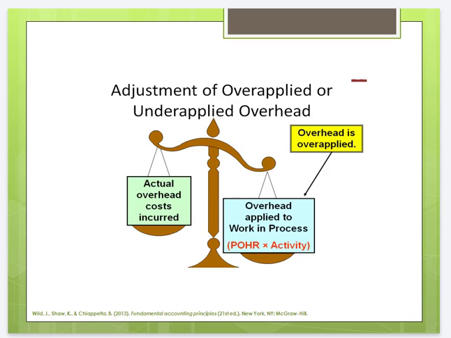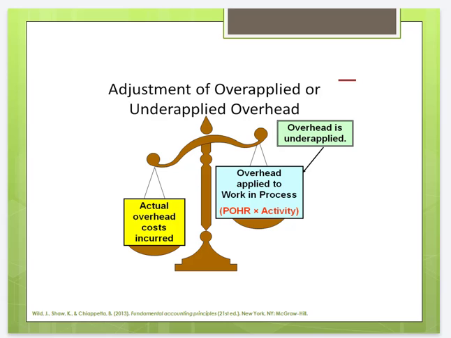Okay, so let's look at an example here. If the overhead applied during the month is more than the actual cost incurred, we have over-applied our overhead. If the overhead applied during the period is less than the actual cost incurred, then we have under-applied overhead.